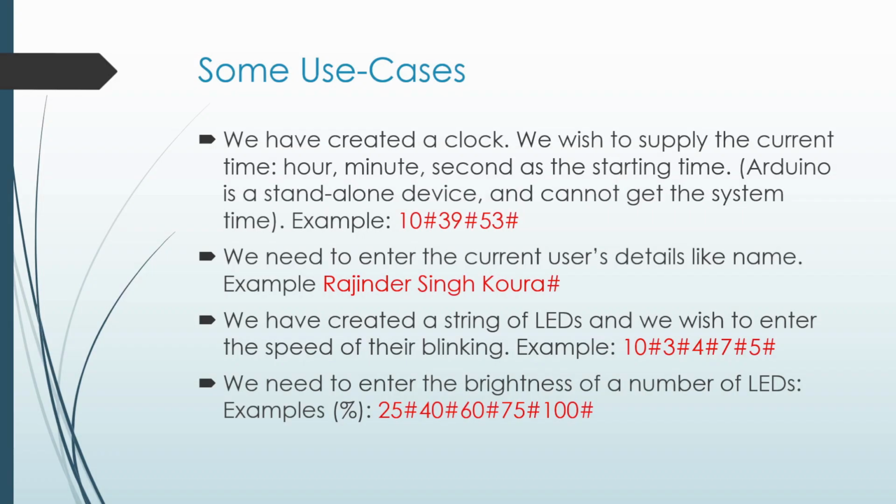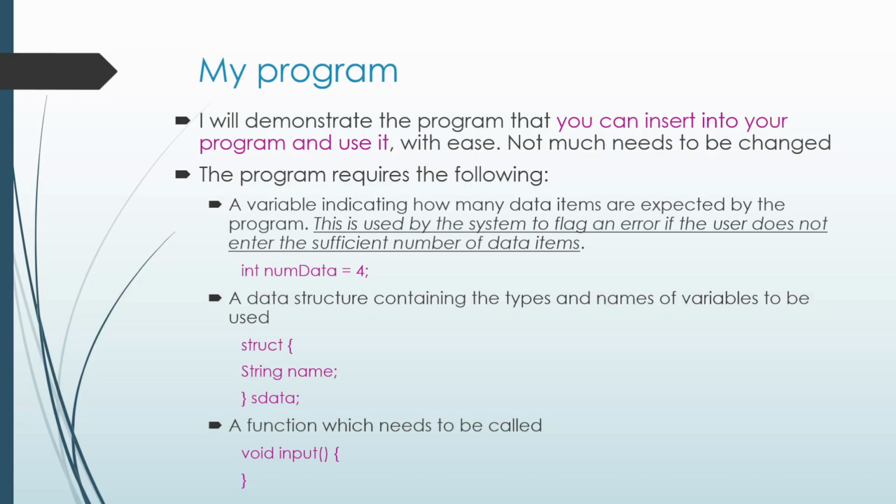Next example is we need to enter the brightness of a number of LEDs. For example, 25%, 40%, 60%, 75%, 100%. So whatever is the brightness of those LEDs, we need to supply that. I will now demonstrate the program that you can insert in your program and use it with ease. Not much needs to be changed.